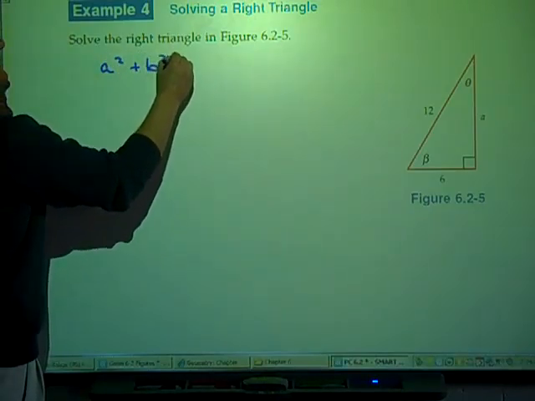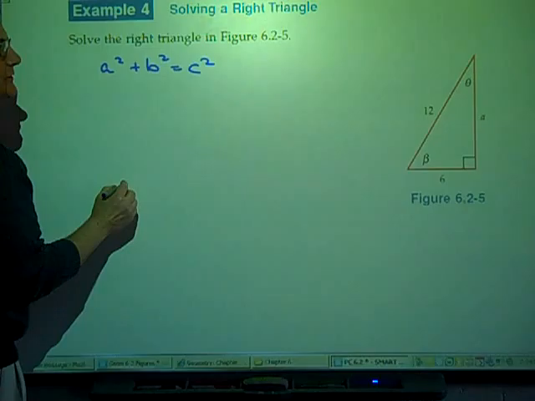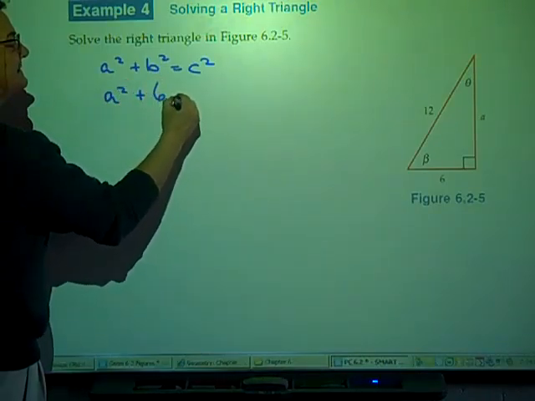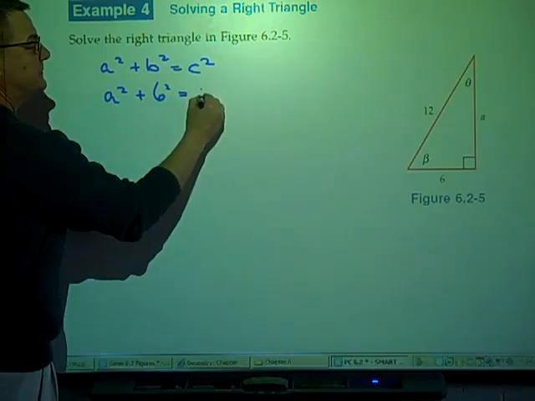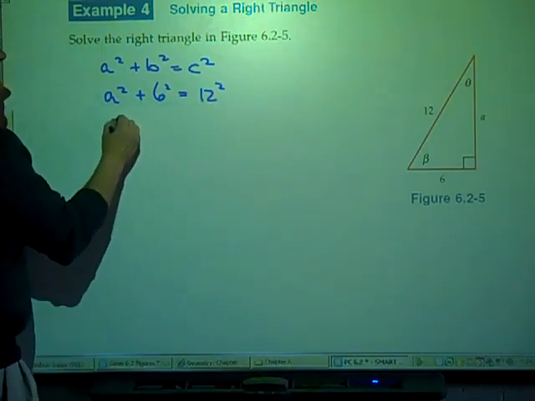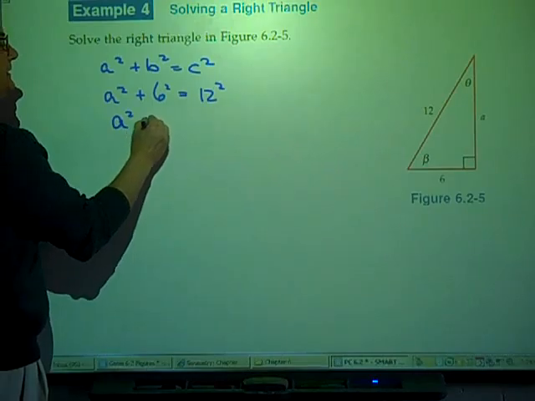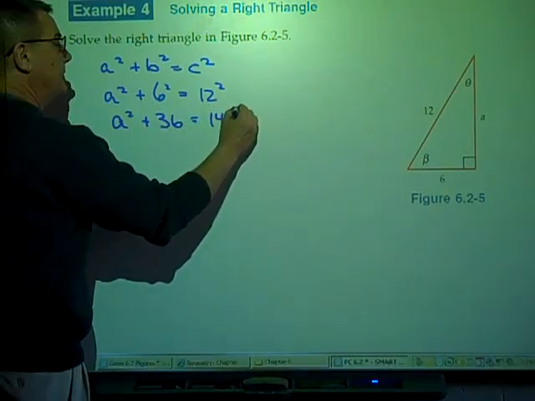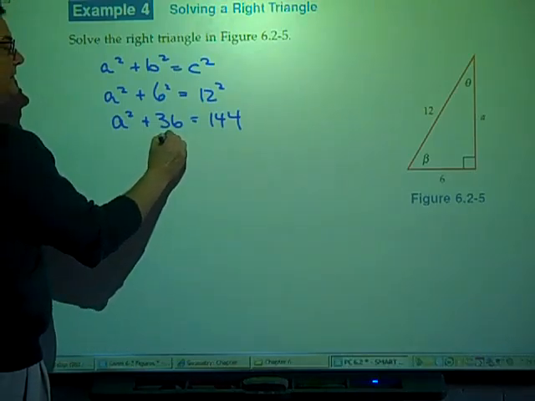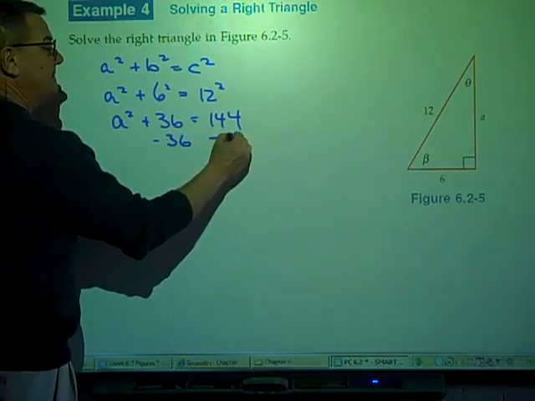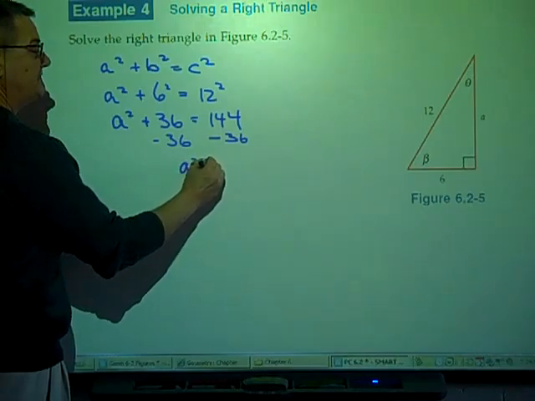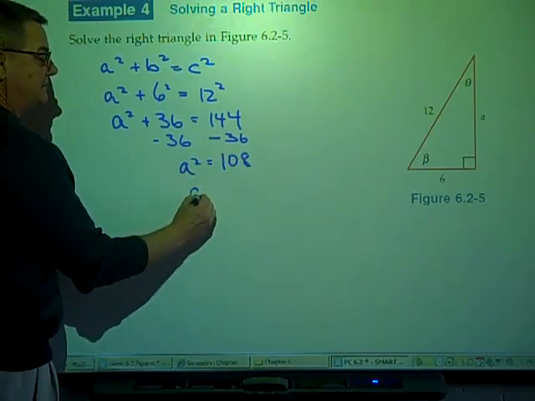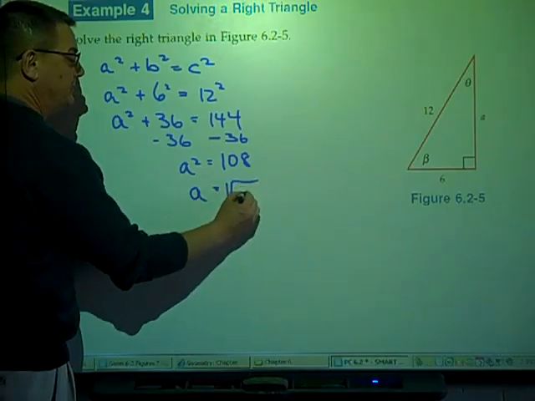Okay, so if I want to find side a, I'm going to use the Pythagorean theorem, which is a squared plus b squared equals c squared. So in this case, we have a squared plus 6 squared equals 12 squared. So a squared plus 36 equals 144. Take away 36 from both sides, we get a squared is 108. So a would be the square root of 108.